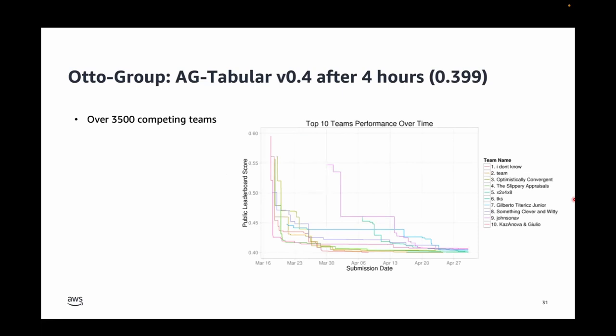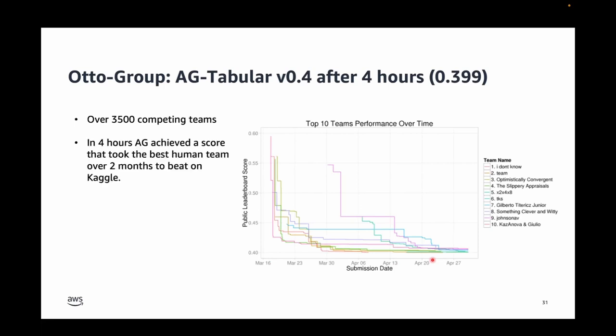There is this quite large competition that took place called the AutoGroup competition, where there were 3,500 competing teams, which is quite a large number. What we have on this plot, on the right hand side, is the performance of each team on the public leaderboard over the time since the competition started. It started sometime in the middle of March, and we see how the scores of each of the top 10 teams got better and better as people tried new ideas, new models, new feature engineering tricks.